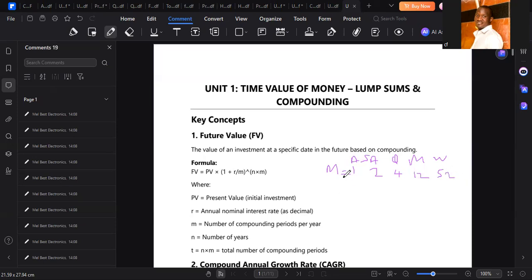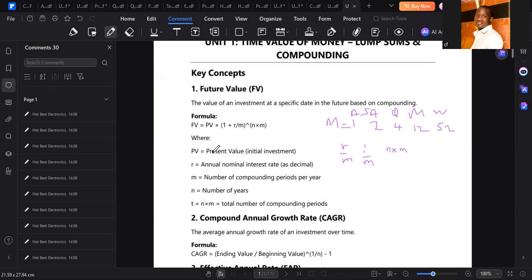So these compoundings are important because for every interest rate, whether it's nominal interest rate or real interest rate, we are going to divide by the number of compoundings, and the time, you multiply it by the number of compoundings. So this is how we calculate the future value.